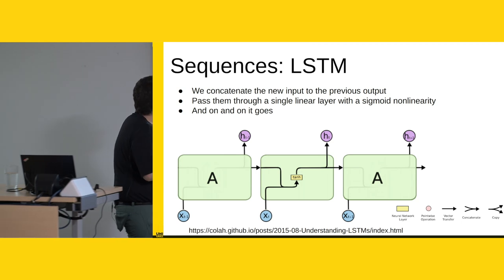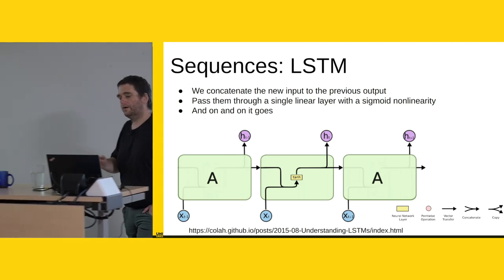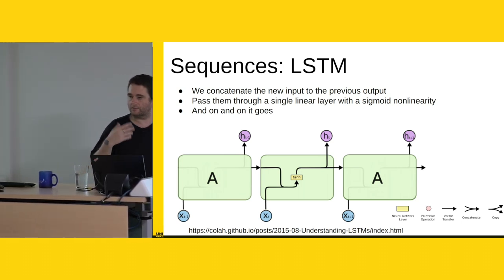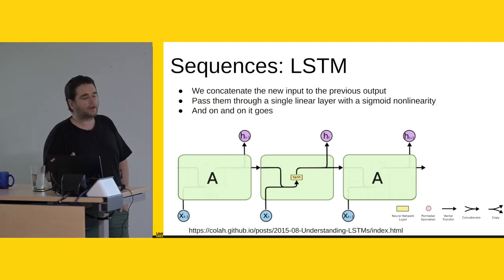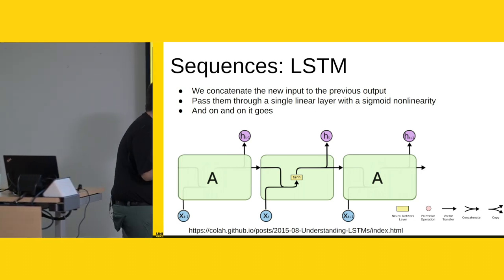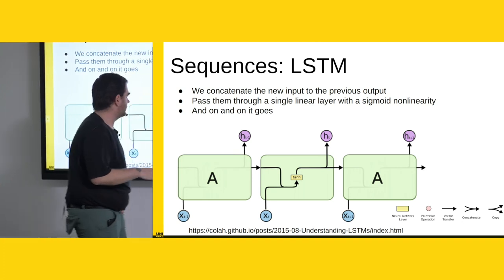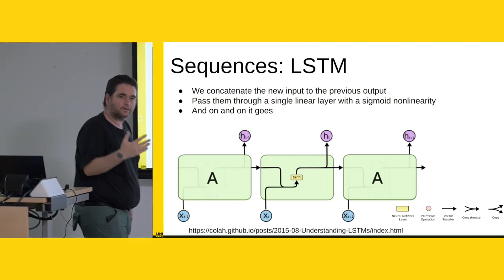So when we have sequences, LSTMs or RNNs are kind of standard. Or to be more exact, were standard. Nowadays, they're being surpassed.